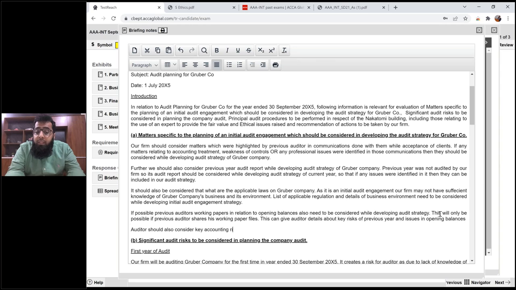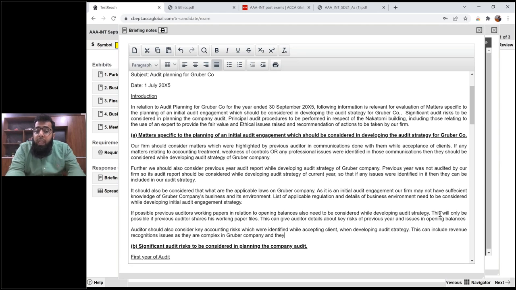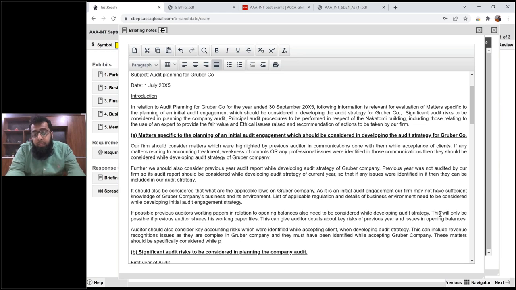Auditors should also consider key accounting risks which were identified while accepting the client when developing the audit strategy. This can include revenue recognition issues, as they are complex in Gruber company and they must have been identified while accepting Gruber company. These matters should be specifically considered while preparing the audit strategy of Gruber company. Okay.